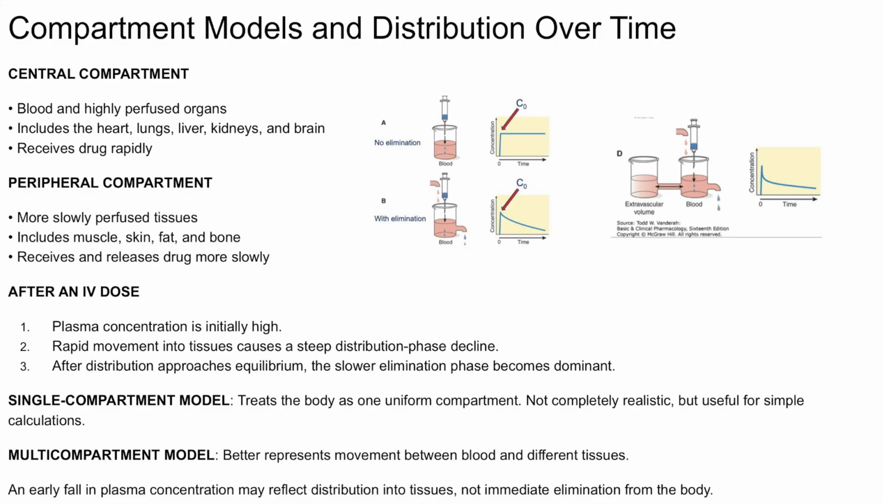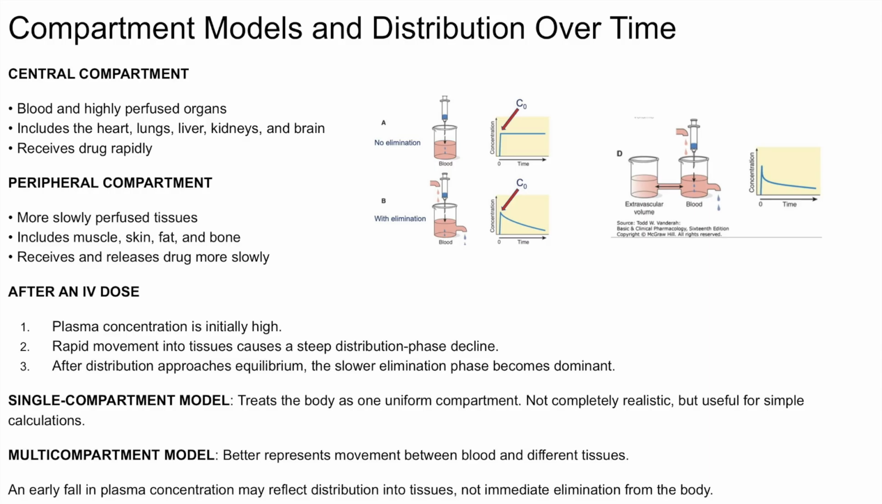All right, so pharmacokinetic compartment models simplify how drugs move through the body. The central compartment includes blood and highly perfused organs such as the heart, lungs, liver, kidney, and brain. These tissues receive drugs rapidly. The peripheral compartment includes more slowly perfused tissues, as we've said, like muscle, skin, fat, and bone, and drugs enter and leave these tissues more slowly.